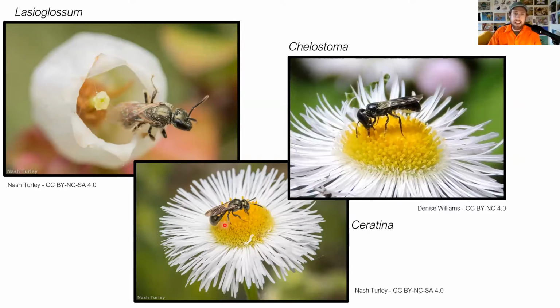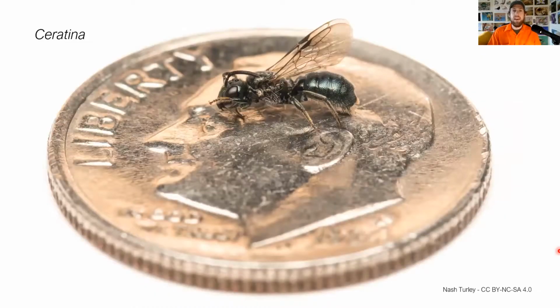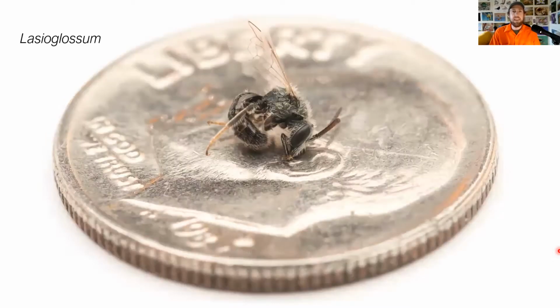And here's the Ceratina again, also on something like a daisy fleabane. So just so it's drilled in your head, there's a lot of bees that are quite tiny and dark colored. And a little bit more, here's a close-up of the Ceratina on a dime, and then one of those little Lasioglossums on a dime. So yeah, they can be pretty tricky to pick out of a batch of specimens.